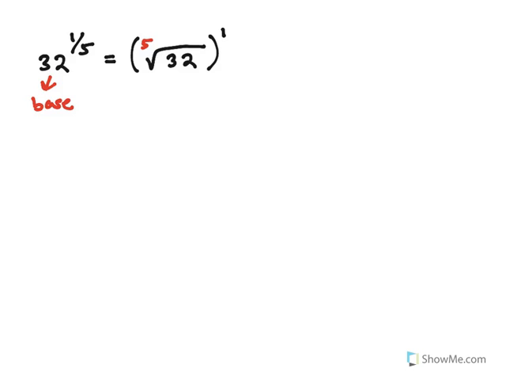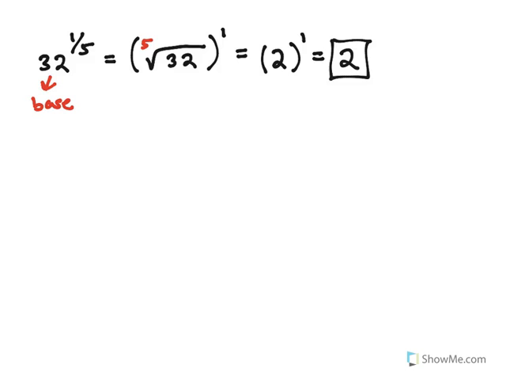So when we evaluate that, we take the 5th root of 32. What does that mean? That means what number multiplied by itself 5 times gives me 32. And it has to be 2, because 2 times 2 is 4, times 2 is 8, times 2 is 16, times 2 is 32. So it is in fact 2. And that's raised to the first power. Anything raised to the first power is just that base right back. And then you're done with the problem.